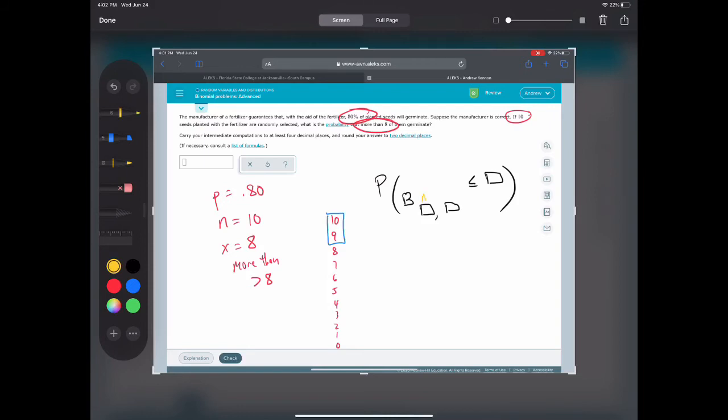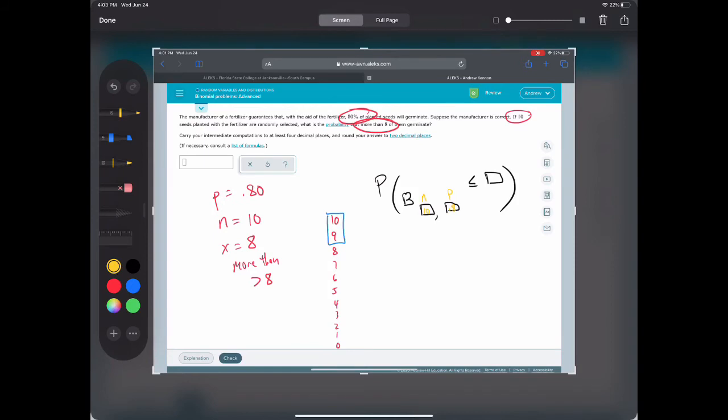These numbers are never going to really change. They're going to be the n and the p, 10 and 0.8, okay? So we're going to put those in there. But we have to figure out, since it says more than, we just want the 9. So since the calculator always is going to give me the less than or equal to, we find the opposite of that, or the complement of that.